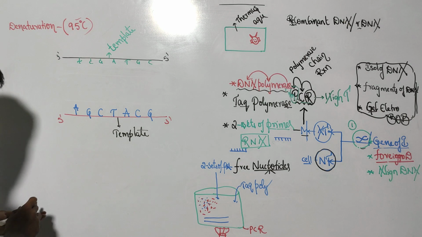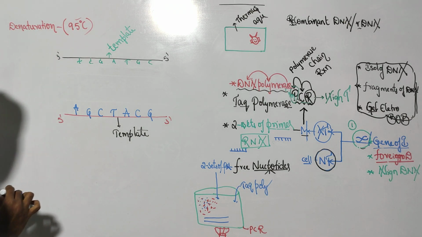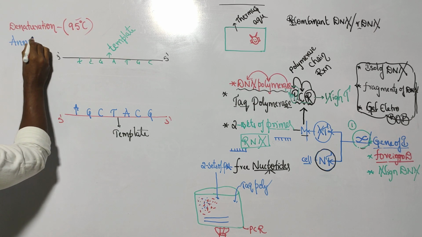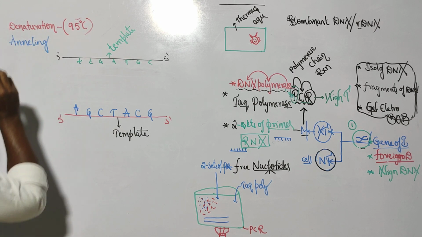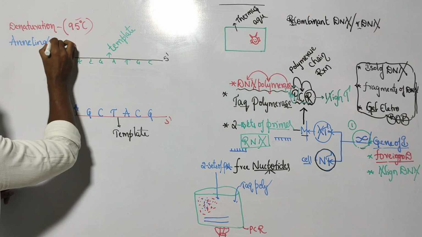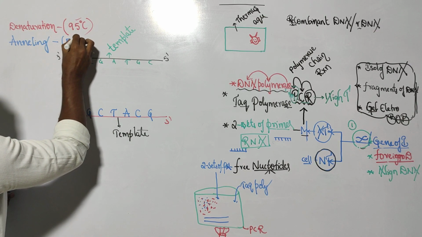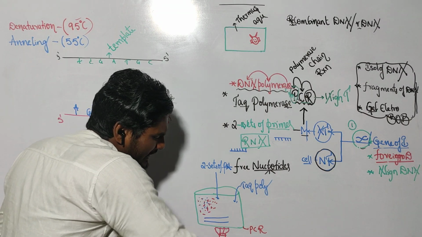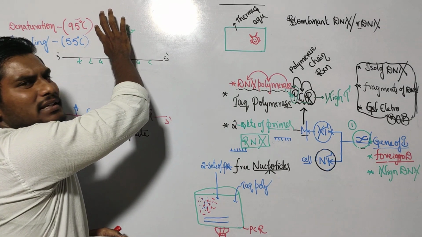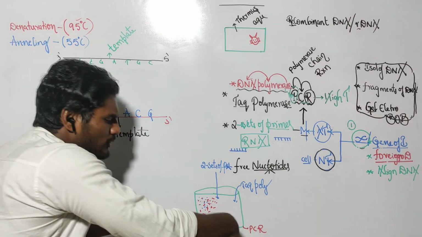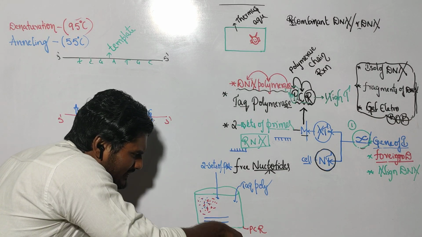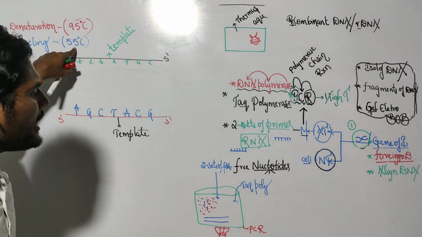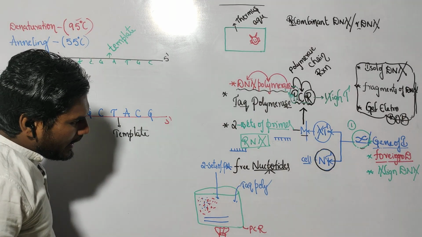Now, second step. After denaturation, what is the second step? The second step is annealing. To complete annealing, the temperature should be how much? 55 degrees Celsius. So what I did, I am decreasing the temperature. The two DNA strands are already separated, so let me decrease this temperature and reach 55 degrees Celsius. And whenever I reach 55 degrees Celsius, what is happening?